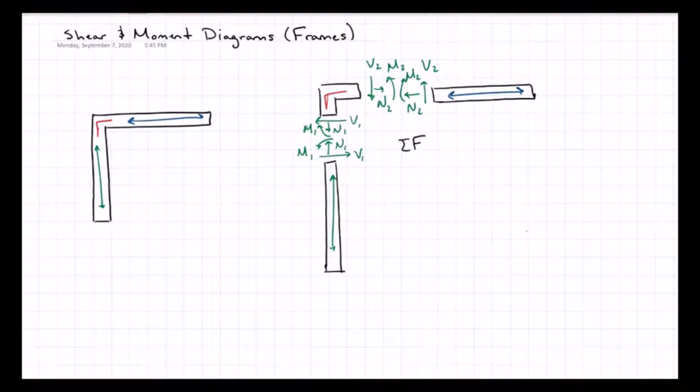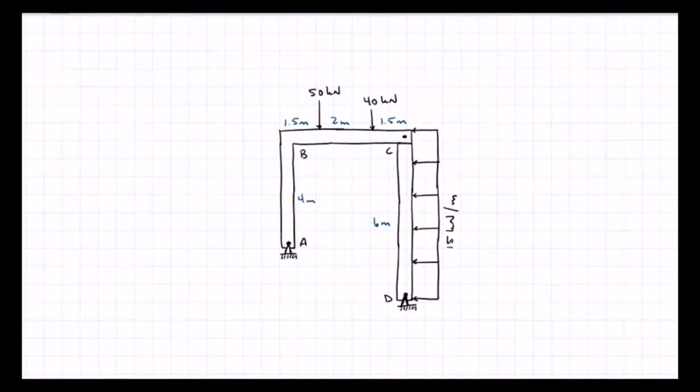And I sum for forces in the x direction. I will have minus shear 1 plus normal 2. So shear 1 is going to equal normal 2 because they both happen to be acting in that horizontal direction. Let's say, for example, I have this frame that is pinned at A, C, and D.